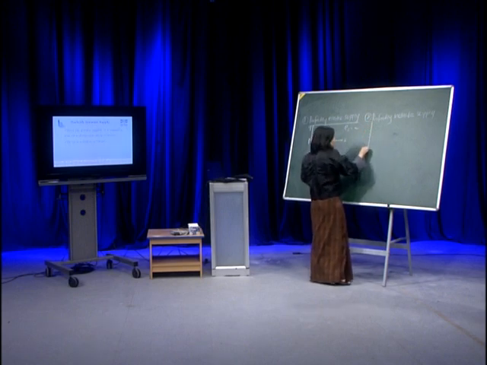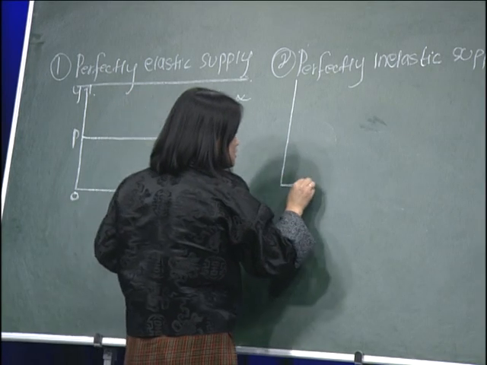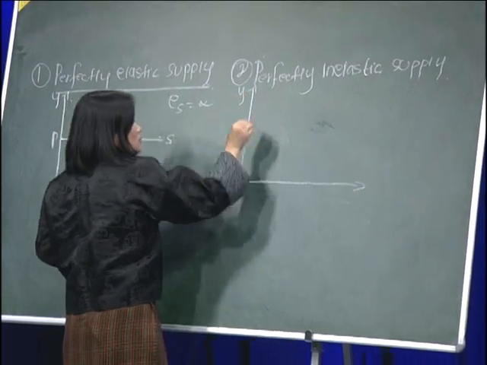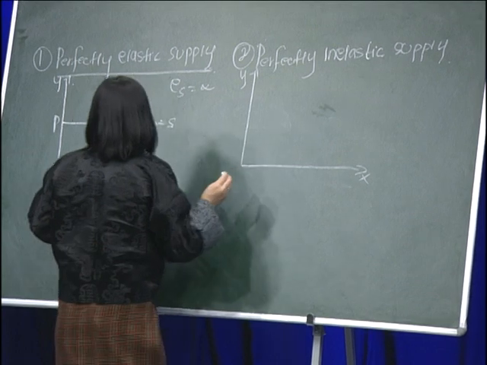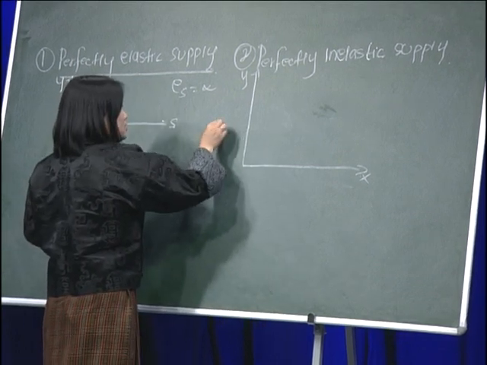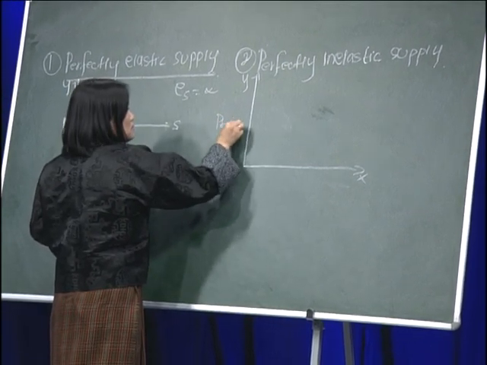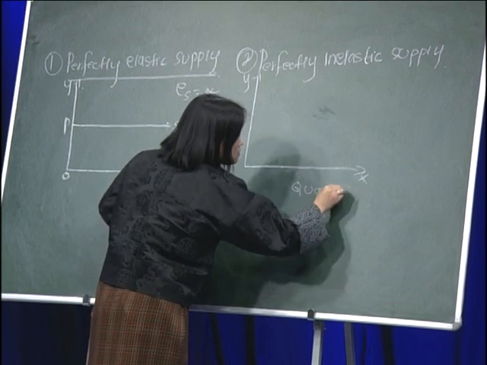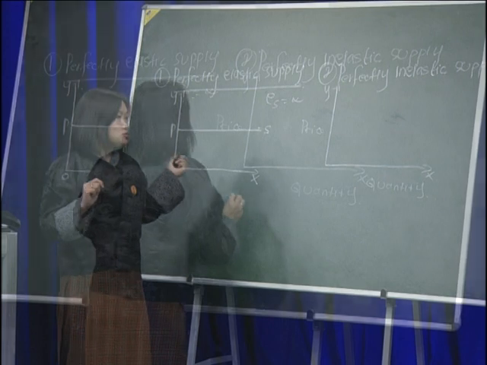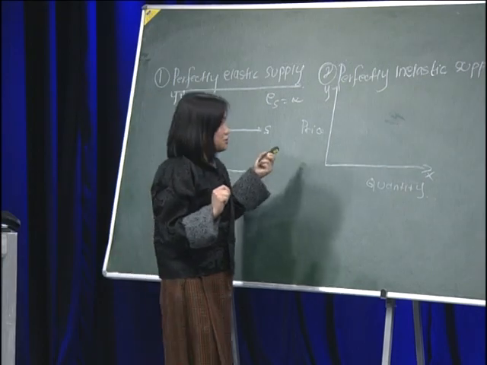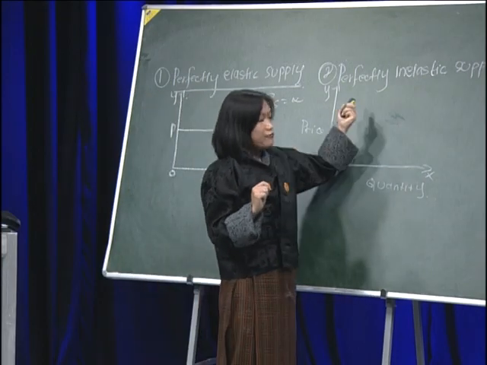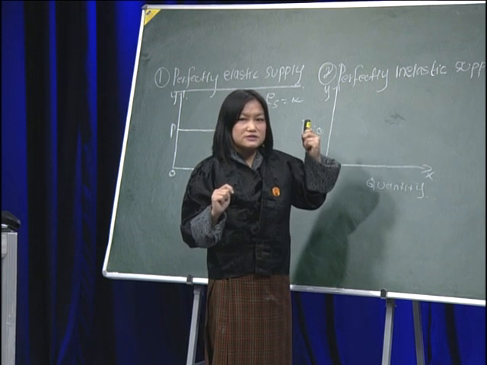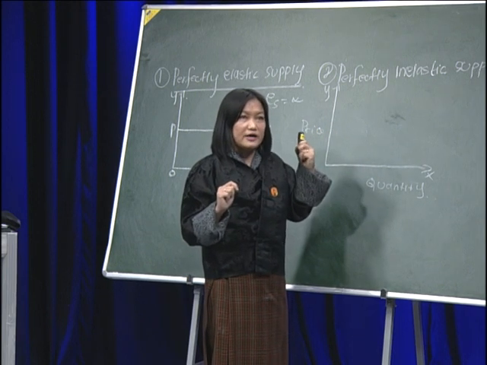So we are going to draw the same graph, that's the x-axis and y-axis. We have price here, then quantity on the x-axis. So now we are going to look at a situation where the supply is perfectly inelastic, meaning that there is no change in supply at all.